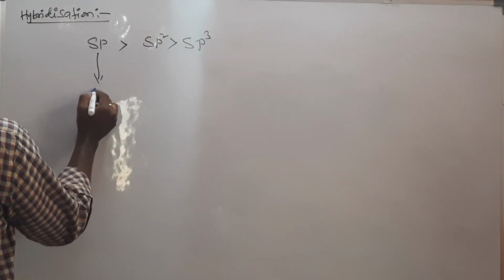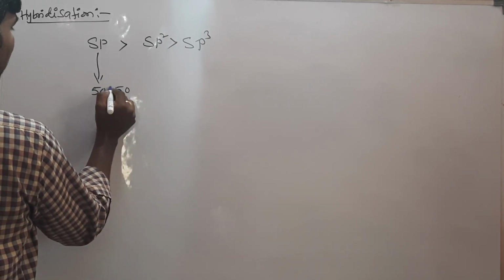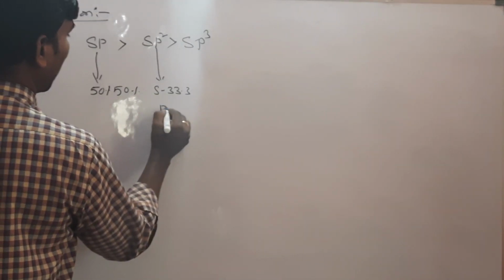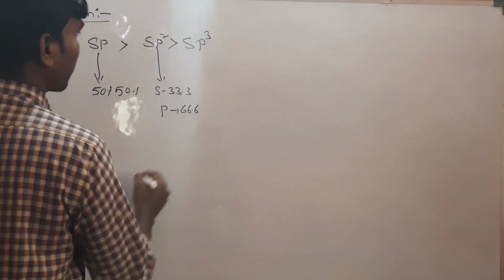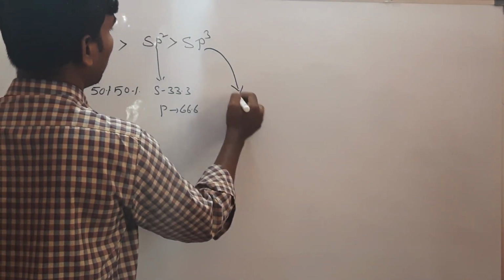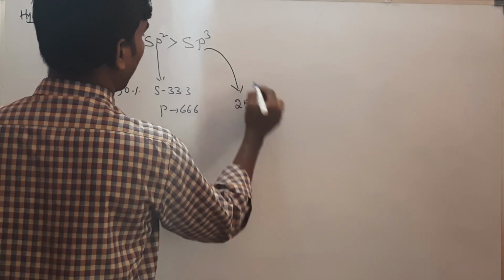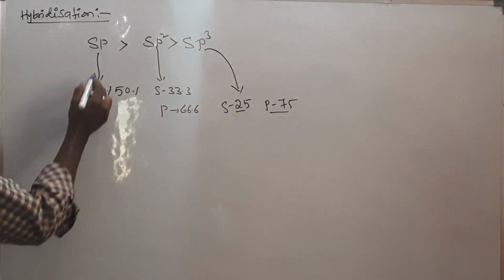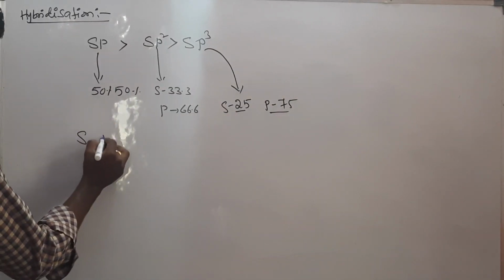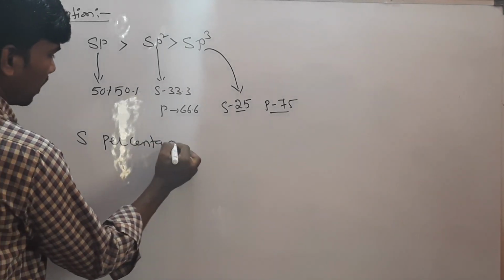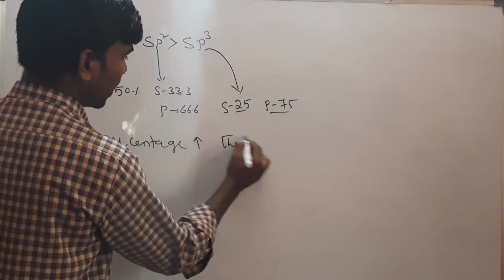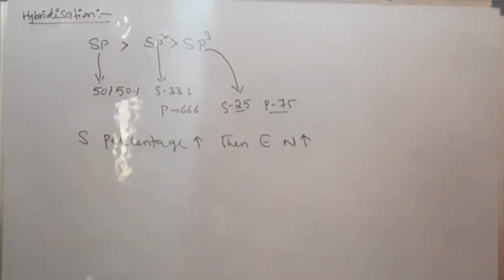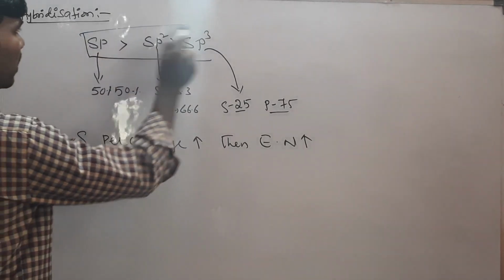Why? Because in sp hybridization, s percentage is 50 and p percentage is also 50. In sp2, s percentage is 33.3 and p percentage is 66.6. In sp3, s percentage is 25 and p percentage is 75. Where s percentage increases, electronegativity also increases. Why? Because the s orbital is very close to the nucleus, so that's why the electronegativity order will be like this.